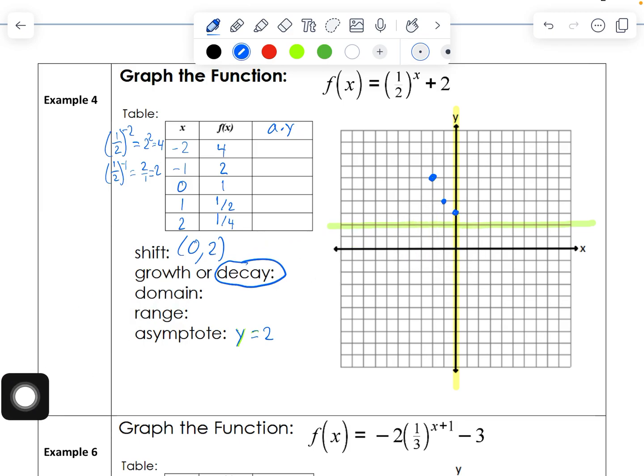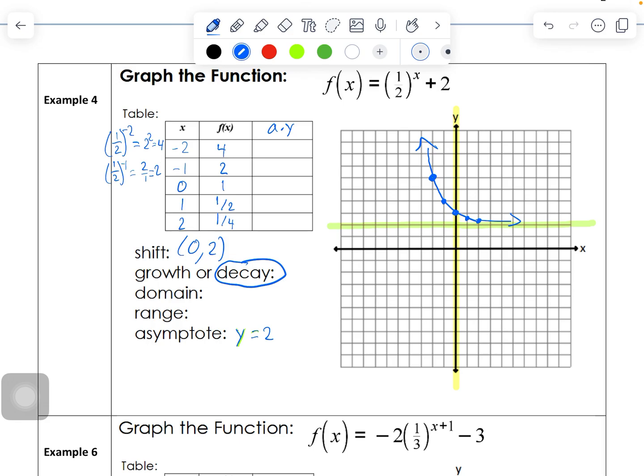0, 1 is right there, 1, 1/2 is right here, and then 2, 1/4 gets really close to the line, but we just don't cross it. So now we're going to connect those. It kind of swoops down, and it gets really close, but it's never going to actually cross the line.